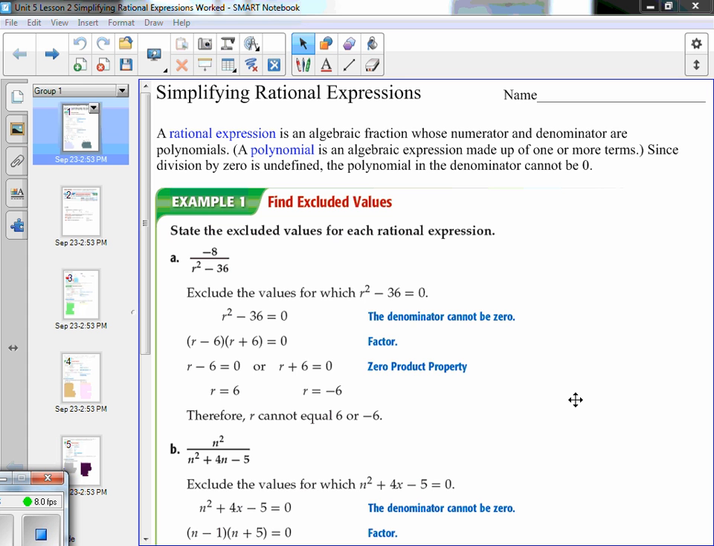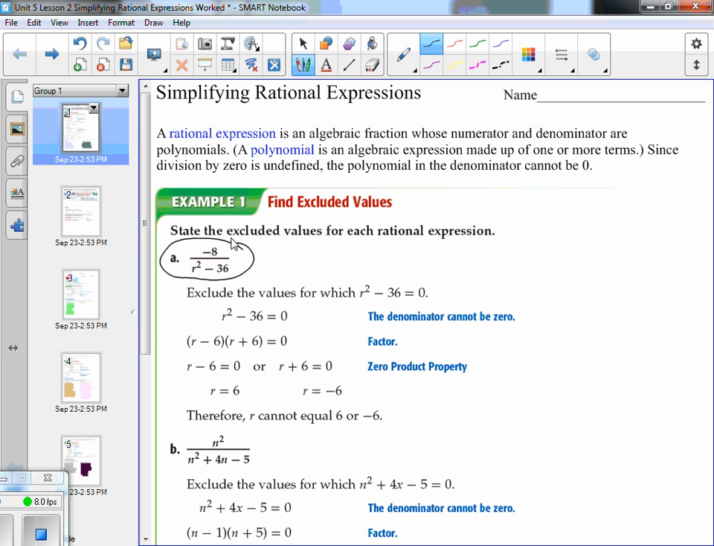Since division by zero is undefined, the polynomial in the denominator cannot be zero. So the first thing we're going to talk about is this. When you see something like this, a rational expression, the denominator cannot be zero. We don't care if the numerator is zero or not, but the denominator cannot be zero. So that means if you set the denominator equal to zero and solve it, r can never equal 6 or negative 6. Because if r equals 6 or negative 6, your denominator equals 0, and that means you're trying to divide by 0, and that's impossible.